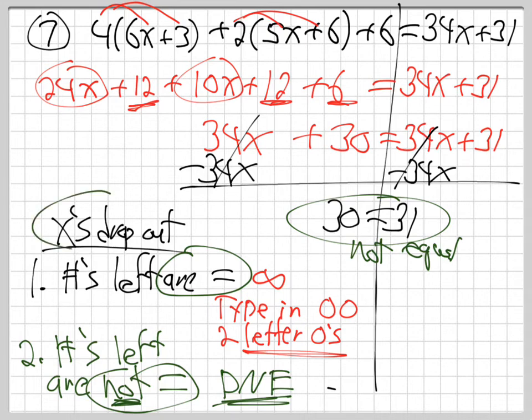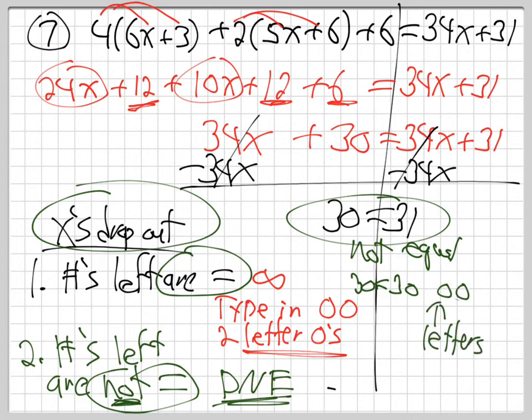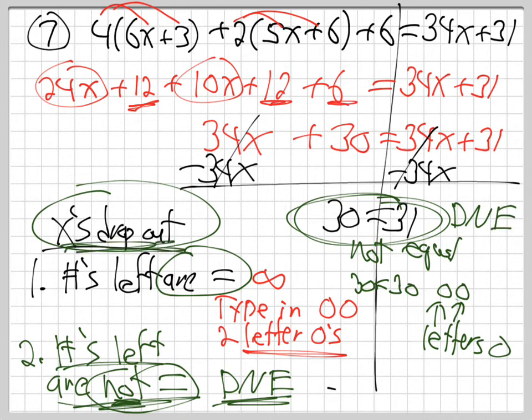So again, if the x's all drop out, it's one of two cases. If this said 30 equals 30, then I would have typed in two letter O's, a symbol for infinity. And that would stand for infinity, meaning there's infinite solutions. Infinite different things can make that equation true, versus if the numbers left over are not equal, like what we got, then you say D, N, E. You type in does not exist. That's in the weird case when the x's drop out, which is what happened here.